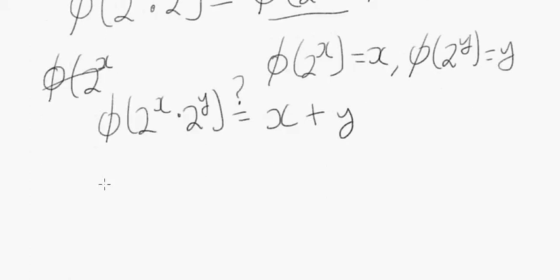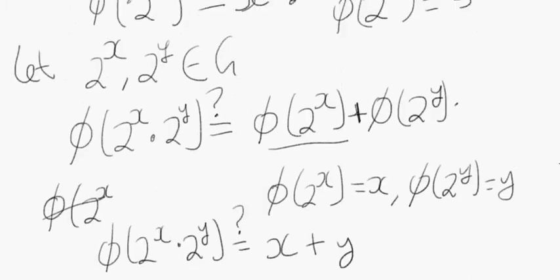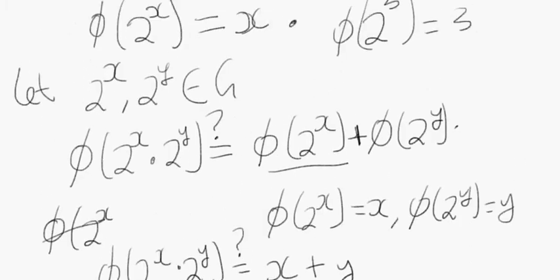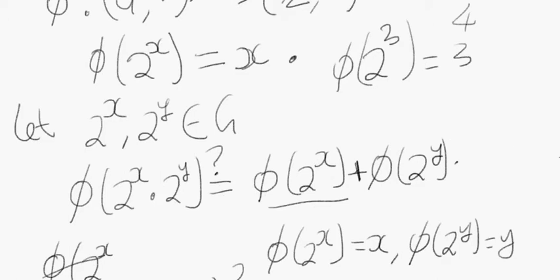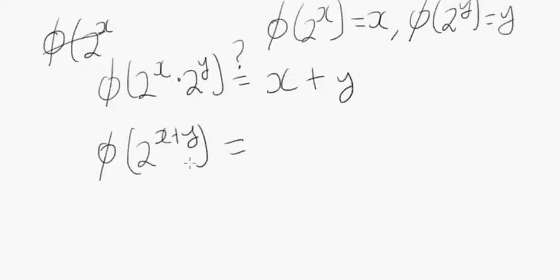Is that true? Well, let's examine that. 2 to the x times 2 to the y, from just algebra, is 2 to the x plus y. And we're asking whether phi of that is equal to x plus y. Our formula says phi of 2 to anything just gives us that thing back. So phi of 2 to the x plus y is just x plus y. It's going to take the power and give us that back. But that turns out to be exactly the same as what we said here. So indeed, phi of 2 to the x plus y equals x plus y.